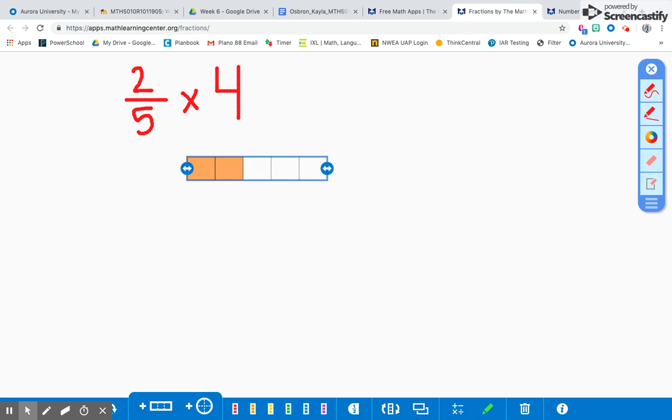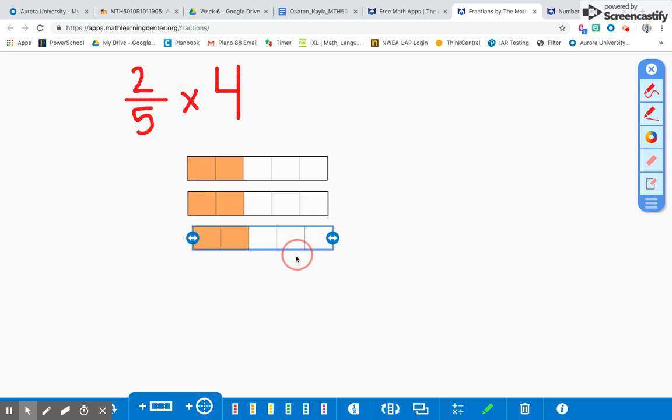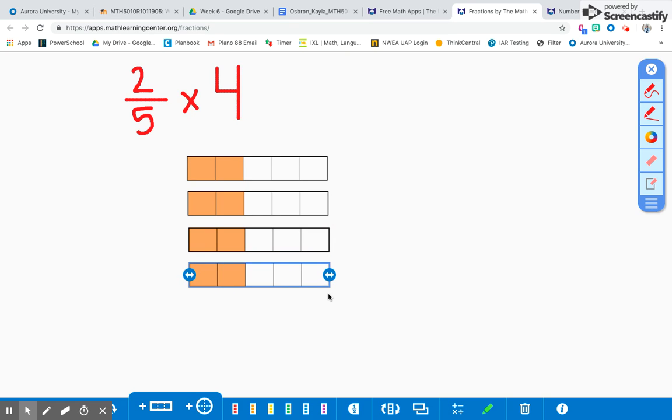I am then going to duplicate this 4 times. So I have 1 2/5, 2 2/5, 3, 4. So I have taken my fraction 2/5 and I have replicated it 4 times. This is connecting that idea that multiplication is just repeated addition. I am taking 2/5 and I am repeating it 4 times. So 2/5, 2/5, 2/5, 2/5.